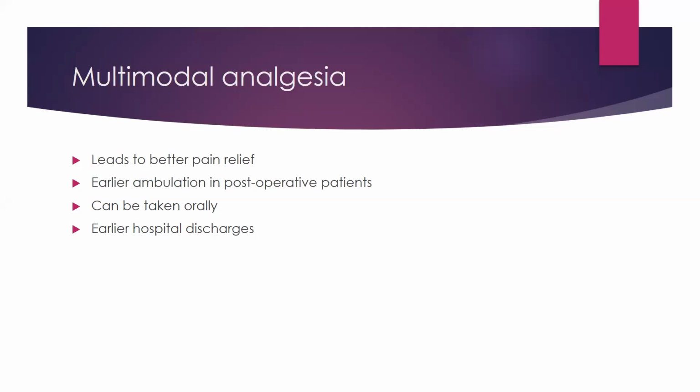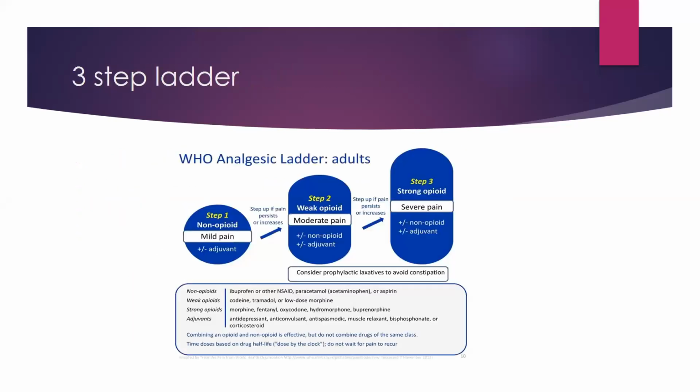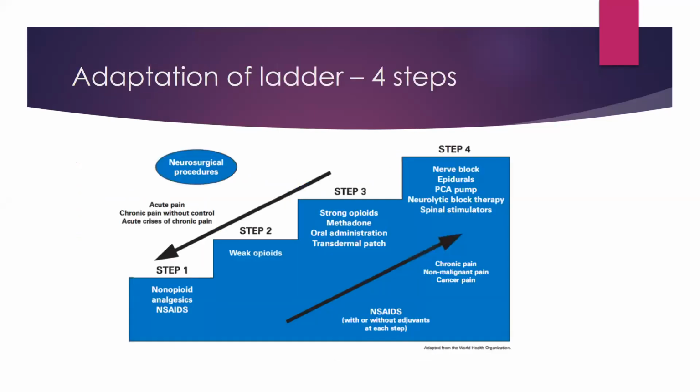So NSAIDs, I'll go back to the slide of the ladder. NSAIDs can be combined with weak opioids or strong opioids, so they can be used at any step of the ladder. Sometimes when we are controlling pain, especially acute pain, we want to use minimal opioids. So it is very wise to combine the opioid and the NSAID so that we can have two mechanisms of pain control.